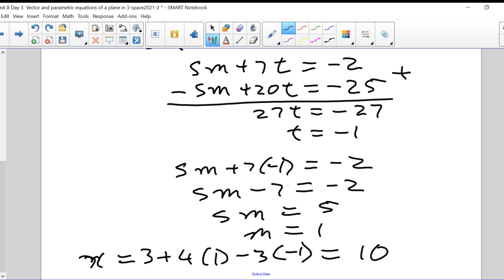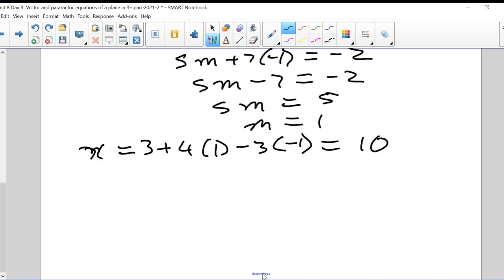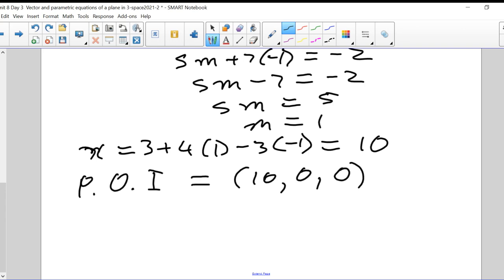All right, so here is my point of intersection, my POI, where it intersects with the x-axis: 10, 0, 0. That point we know is on the line, and it has the required y and z coordinates of 0, and my x coordinate in that case would just simply be 10. Okay, so far so good, hopefully. Let's move on.